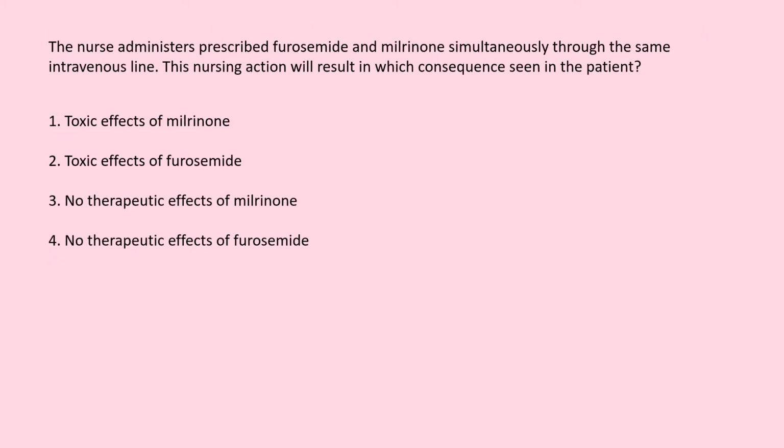The nurse administers prescribed furosemide and milrinone simultaneously through the same intravenous line. This nursing action will result in which consequence seen in the patient? 1. Toxic effects of milrinone. 2. Toxic effects of furosemide. 3. No therapeutic effects of milrinone. 4. No therapeutic effects of furosemide.